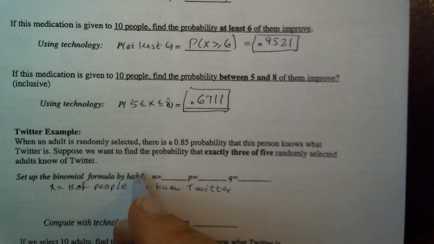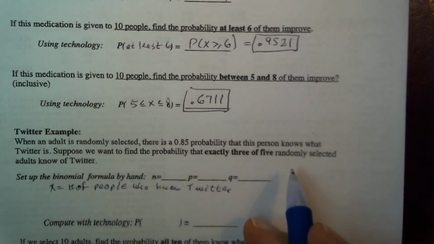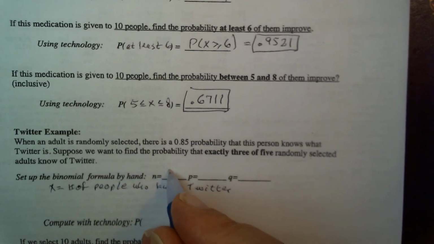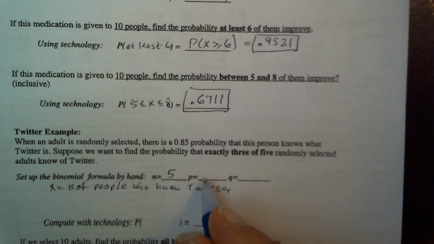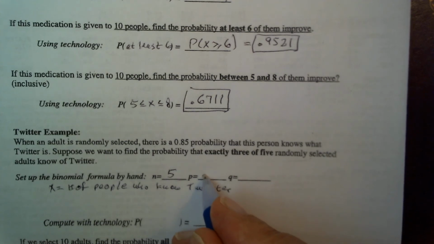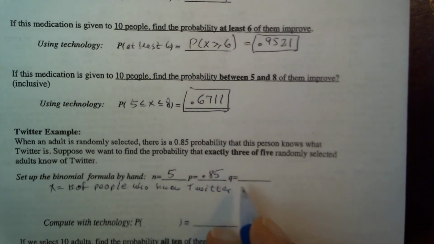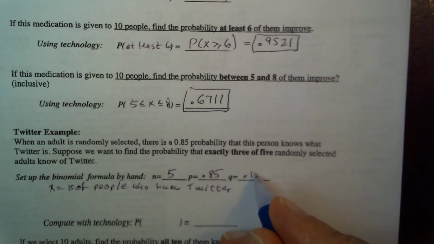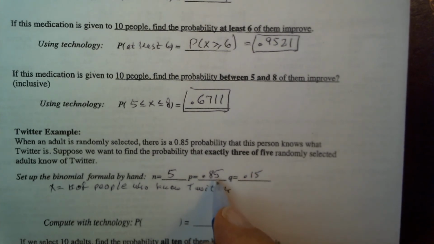And in this case, of course, n is equal to 5, since there are 5 randomly selected people. And the probability of success is 0.85, so p is 0.85. And then q would be 0.15, 1 minus 0.85.